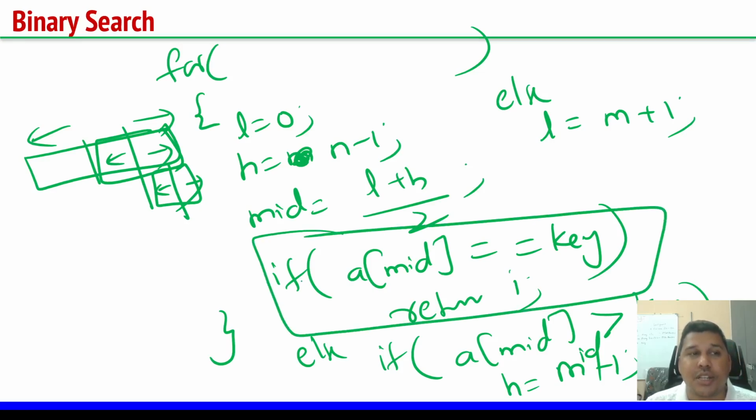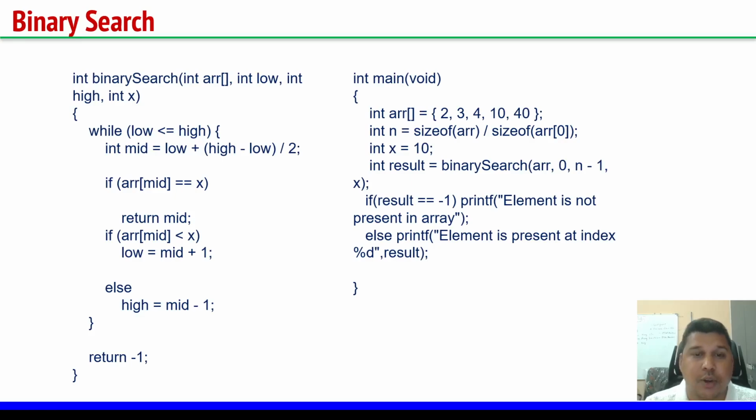So with this process we are trying to reduce the time complexity, or the number of iterations, for the binary search technique. Is it clear? I hope you understood.